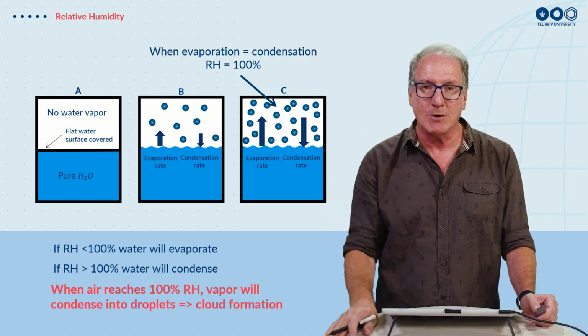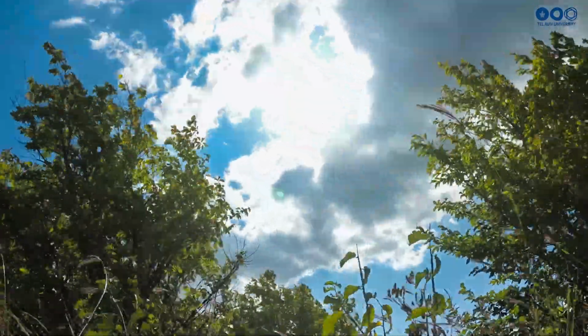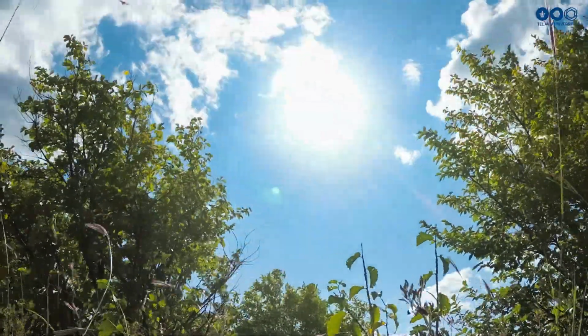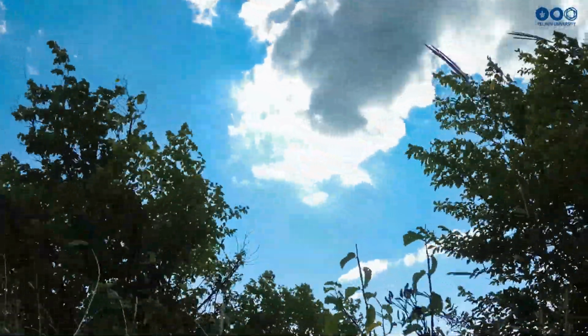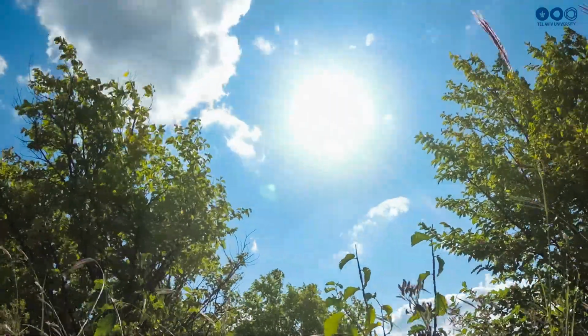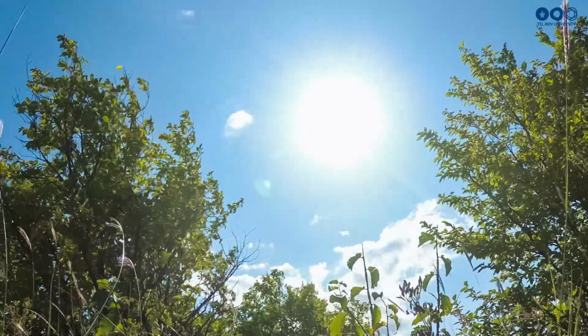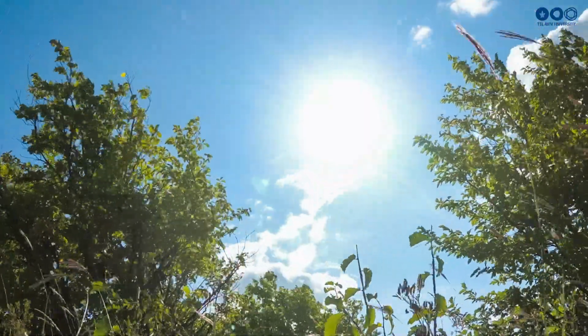So when you go outside or look outside the window and you see a cloud, inside that cloud there has to be relative humidity of at least 100% for there to be droplets there. The clouds are made up of droplets of water, and they're only there because the relative humidity is 100%. The air is saturated there with water vapor.